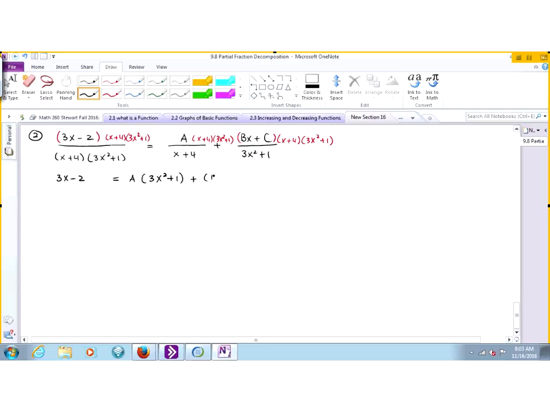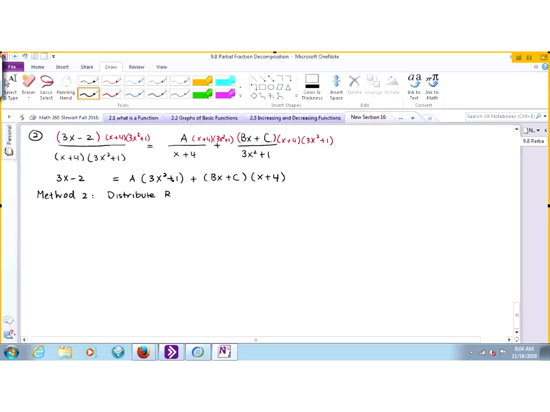3x squared plus 1 plus bx plus c times x plus 4? All right. Good. Now, which axis would you choose? Or do you want to use method 1 or method 2? You want to use method 2? Why not method 1? Or you want to remember method 2? Okay, so let's remember method 2.